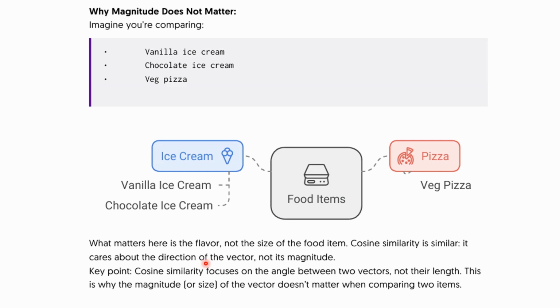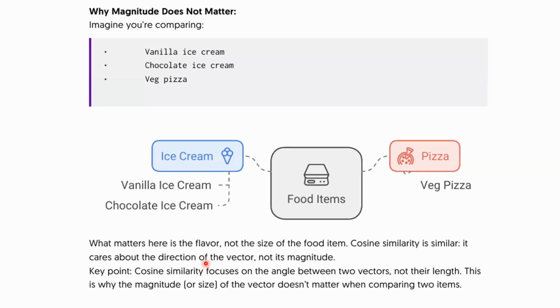In the previous video, we saw what a vector is and how it looks. Most of the time, we will be comparing vectors in 2 dimensions or 3 dimensions because of the visual limitation we have. Let's understand further. The main point here is that cosine similarity focuses on the angle between two vectors, not their length.